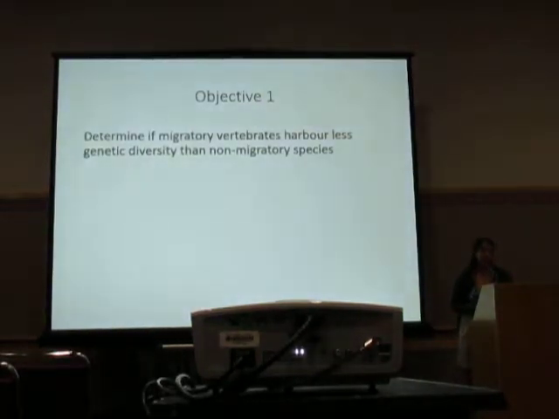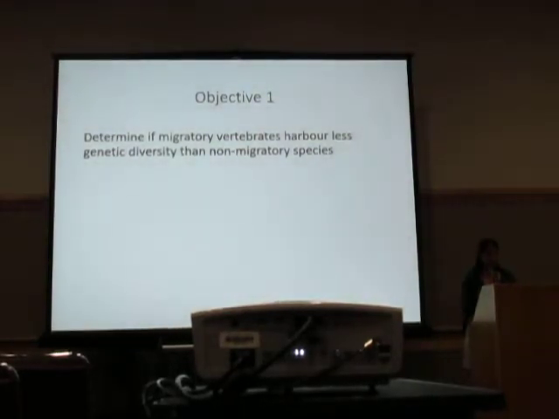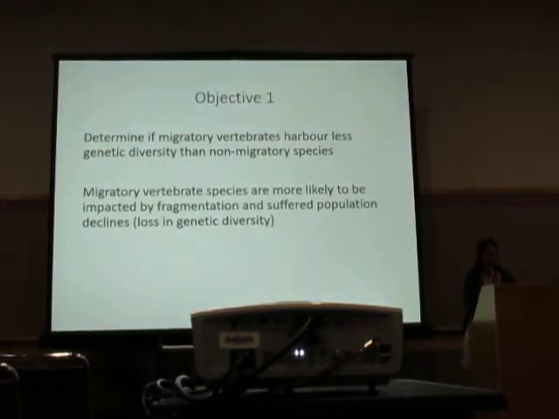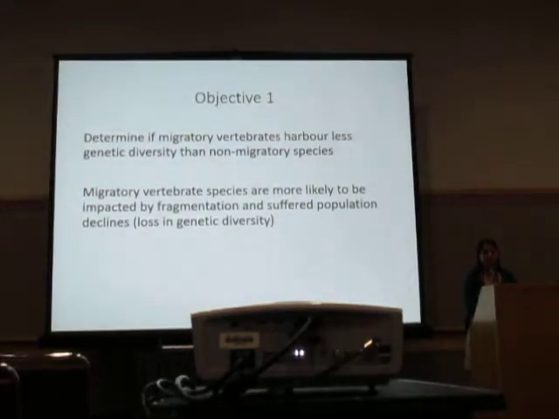Therefore, one of the objectives of this study was to test if migratory vertebrates harbor less genetic diversity than non-migratory species. And we hypothesized that migratory vertebrate species are more likely to be impacted by fragmentation and suffer population declines, which can result in the loss of genetic diversity.